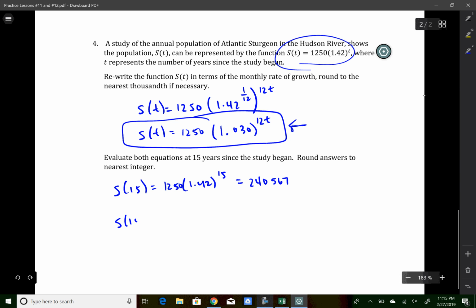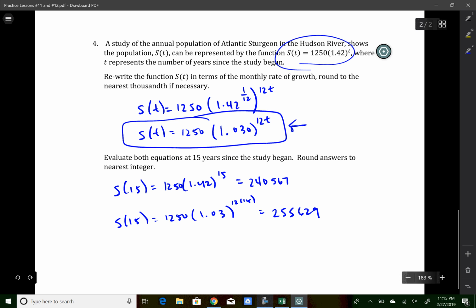If we do S of 15 in this changed model that we have, we should get something relatively close. So if we do 1250 times 1.03, I'm not going to put 3.0 because 0 is irrelevant, to the exponent of 12 times 15, I get 255,629. Now, you might not think that that's a close number, but in terms of exponential growth, that's actually pretty close. And if you think about it, we rounded this decimal.